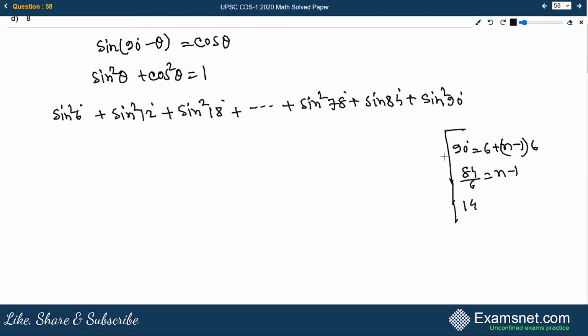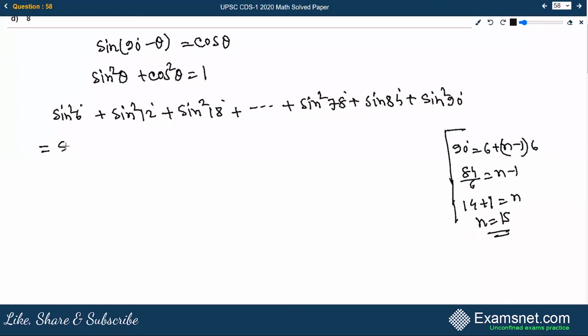I will get here n minus 1 equals 14, so n equals 15. So 90 degree is the 15th term. Okay, 90 degree is the 15th term. So here we can see 15 terms are there.